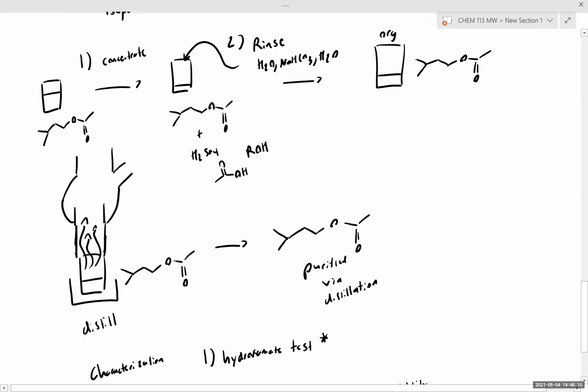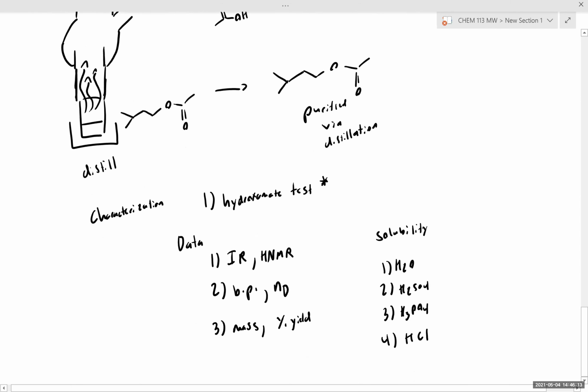From here, we'll characterize the isolated purified isoamyl acetate via infrared spectroscopy and proton NMR. We'll take a boiling point and refractive index. And finally, we'll use the isolated mass to calculate the percent yield. As a final test, we'll also look at the solubility of both of our ester products in water, sulfuric acid, phosphoric acid, and hydrochloric acid. It's to note the esters generally are not soluble in water, but are soluble in concentrated acid solutions.